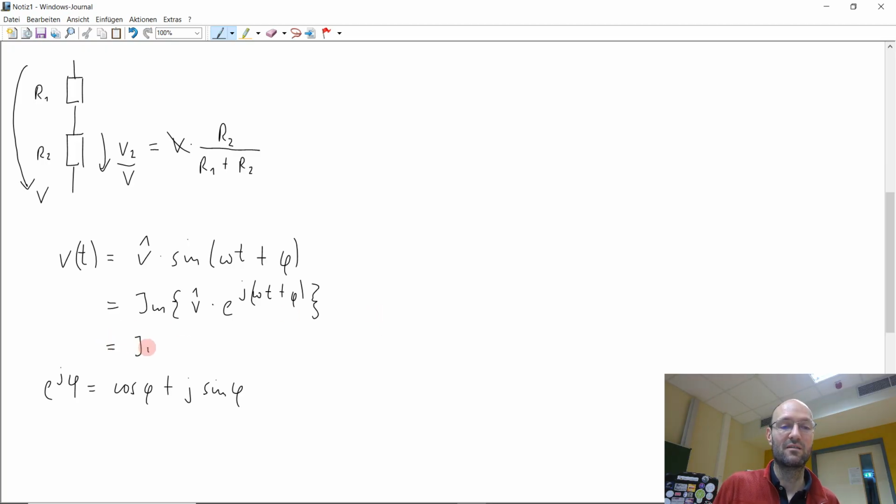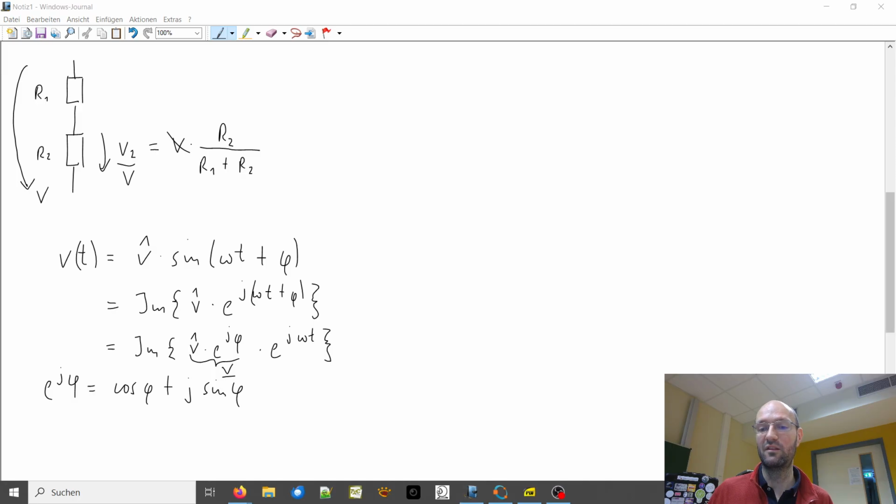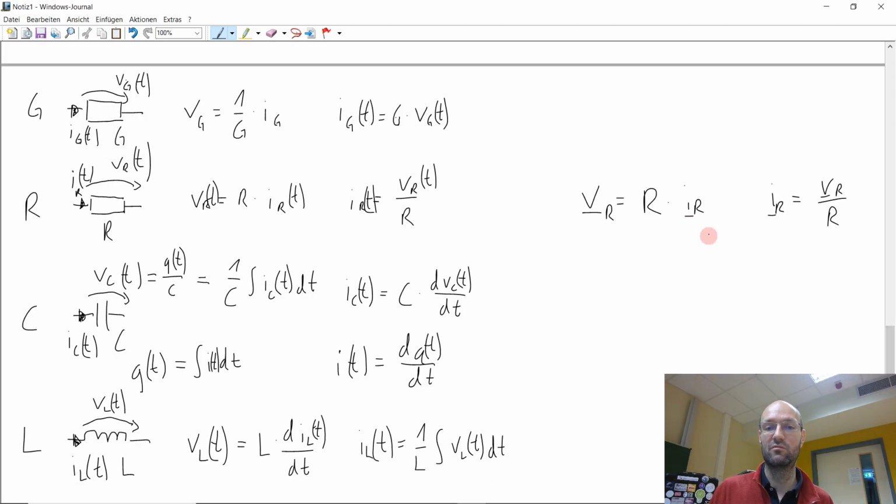I could also write it's the same as the imaginary part of V times e to j phi multiplied with e to j omega t. So I just split up this exponential function, and now these two together, this would be our complex phasor. And so this is what our complex phasors on the next page really mean.